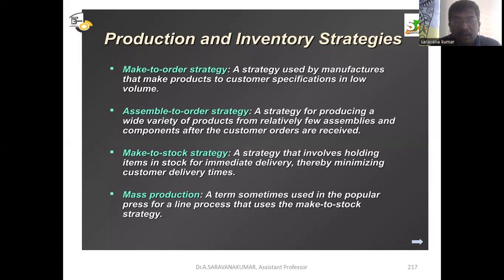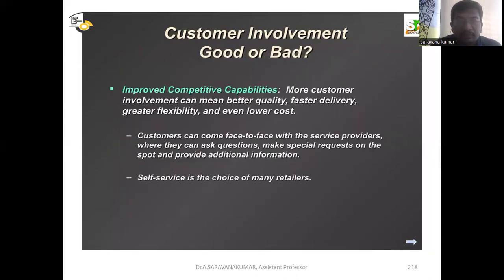Mass production. Everyone knows, for example, in Pongal and Diwali, they are having mass production of sweets and crackers and clothes like that. So mass production is a term sometimes used in the popular press for a line process that uses the make to stock strategy. So these are the production inventory strategies.